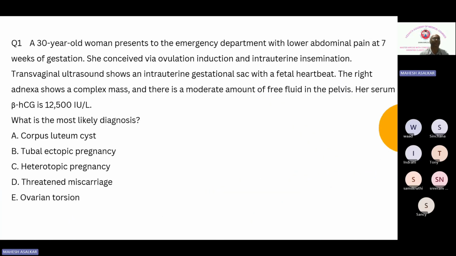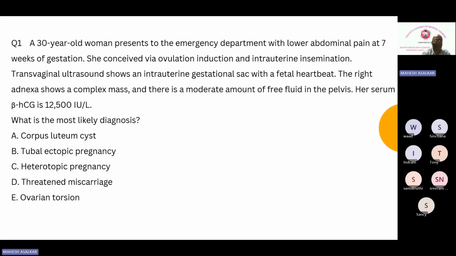A 30-year-old woman presents to the emergency department with lower abdominal pain at 7 weeks. She has conceived via ovulation induction and intrauterine insemination. Transvaginal ultrasound shows an intrauterine G-sac with fetal heartbeat. The right adnexa shows a complex mass, and there's a moderate amount of free fluid in the pelvis. Her serum beta HCG is 12,500. Most likely diagnosis? Option A, corpus luteal cyst. B, tubal ectopic pregnancy. C, heterotopic pregnancy. D, threatened miscarriage. E, ovarian torsion. It is C, heterotopic pregnancy.